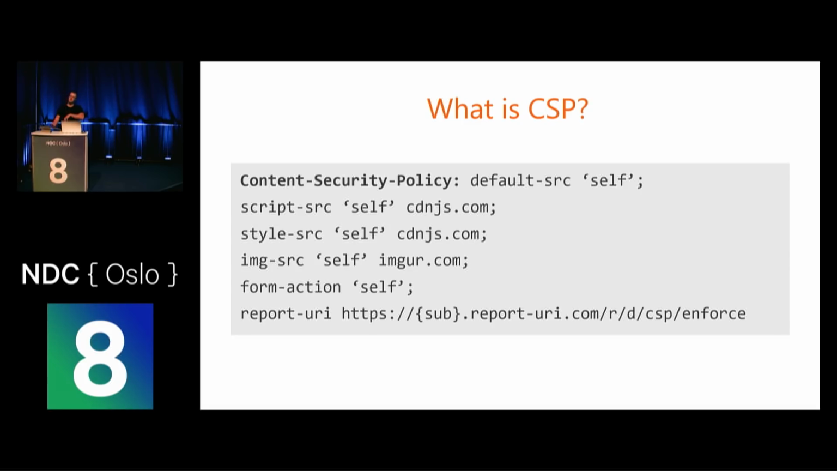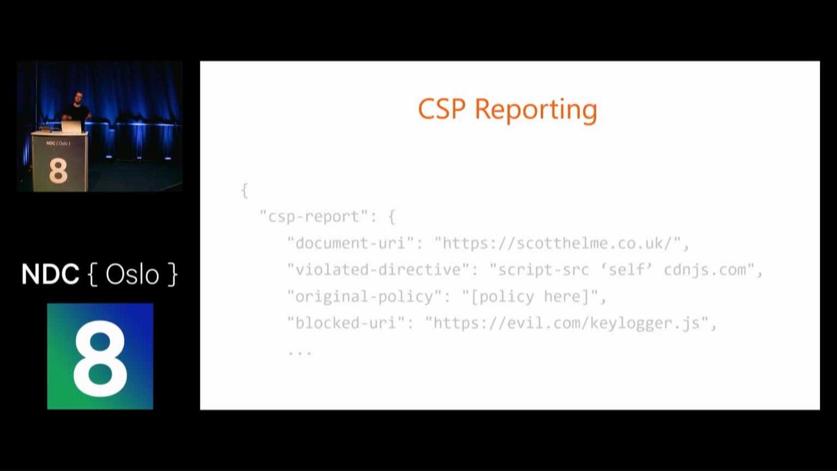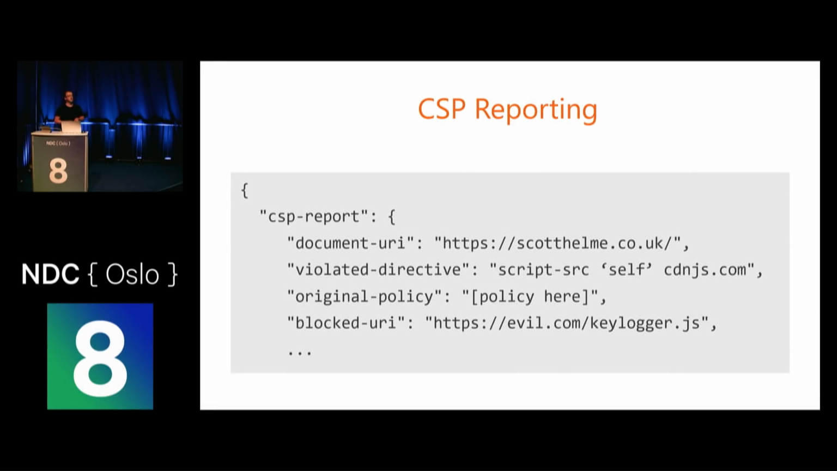And every time a violation occurs, every time the browser takes action to protect someone or prevent something from happening, it will send you an HTTP POST request with a JSON payload that looks a little bit like this. So you can set up an endpoint to receive this payload, and this is what we do. We accept these payloads from visitors' browsers. And it contains all the information that you need to identify what the problem is and to go fix it.